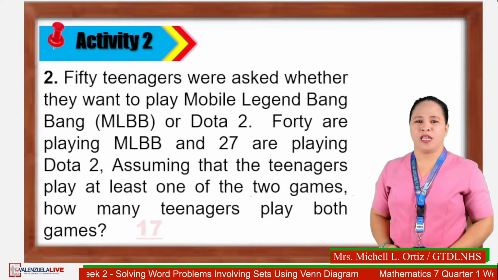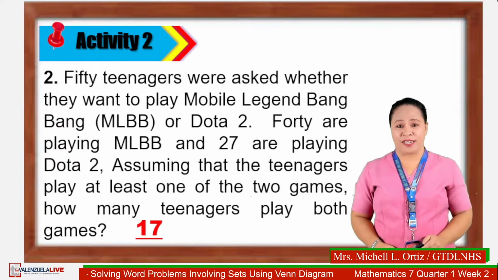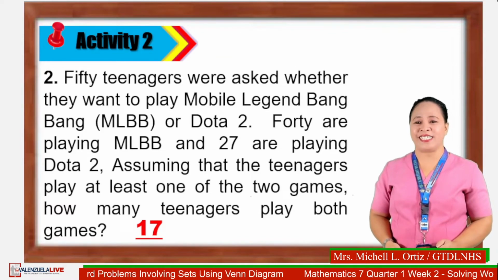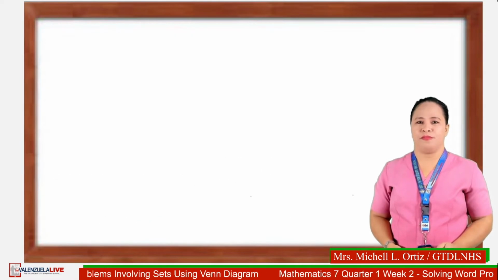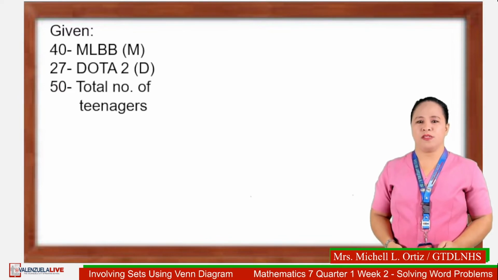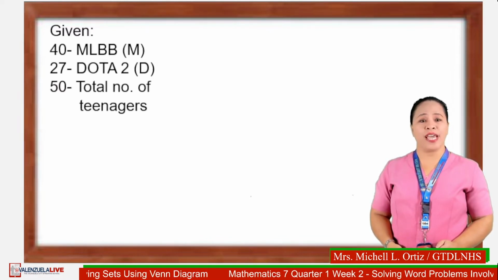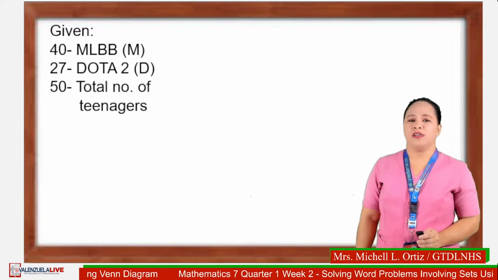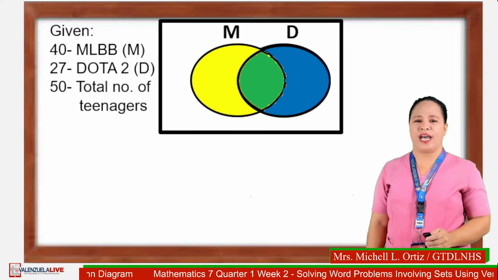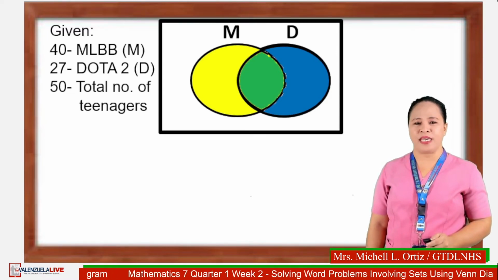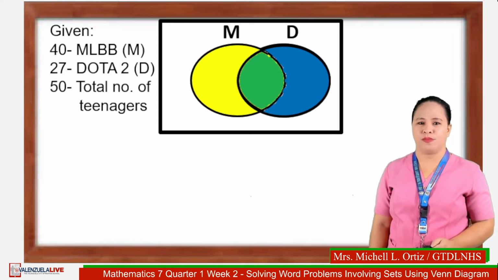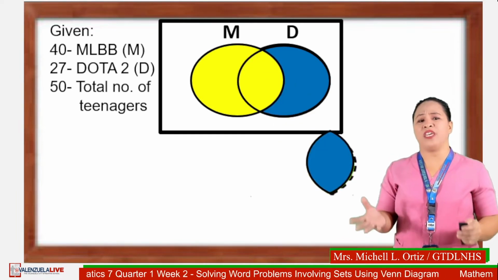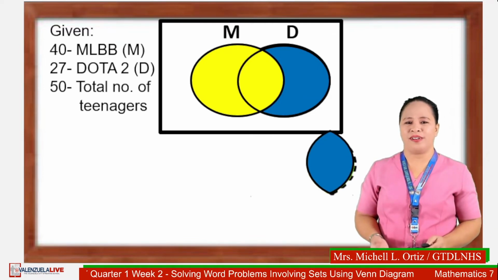Time's up. If your answer is 17, then you are correct. And how did we get 17? Let us see the following solution. We're going to write all the given information, and then afterwards, we're going to illustrate the problem using a Venn diagram. Set M for MLBB and set D for Dota 2. Okay, how did this problem differ from other problems we had before? Very good.